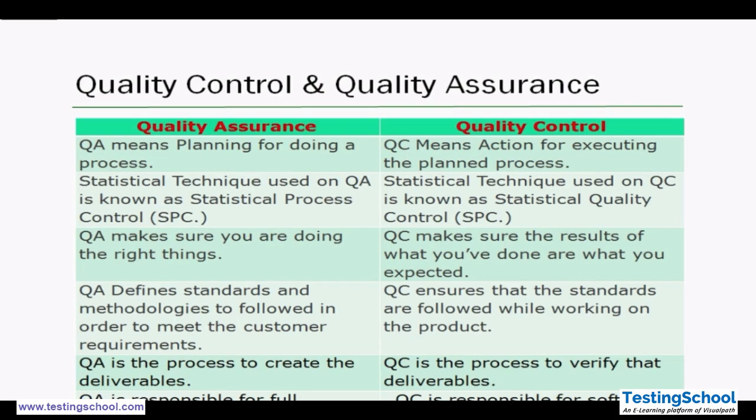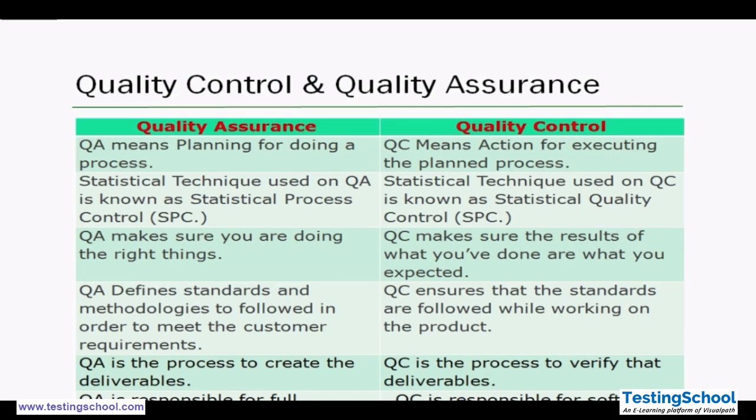QA makes sure that you are doing the right thing, but QC makes sure the result of what you have done is what you are expecting. Quality assurance defines standards and methodologies to follow in order to meet the customer requirement, but quality control ensures that the standards are followed while working on the product. QA is the process to create the deliverables, but QC is the process to verify that deliverables are correct.